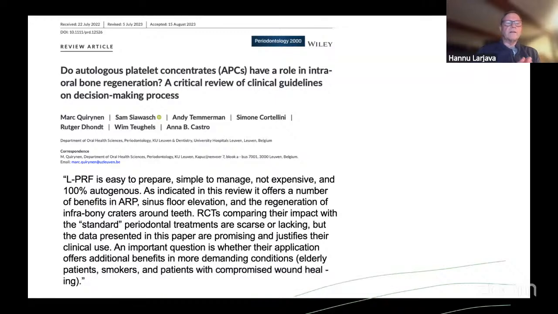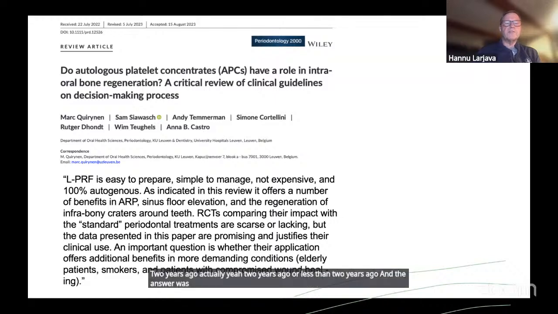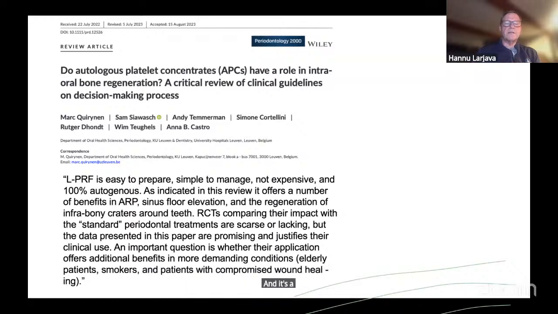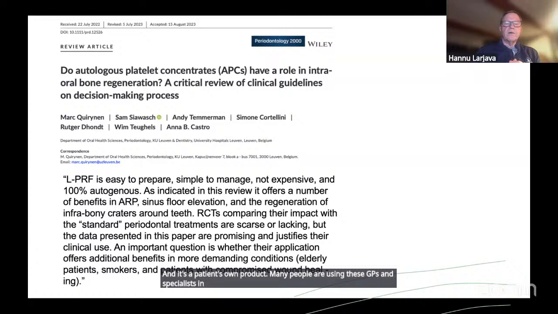So the question has been asked, this was in Periodontology 2000, less than 2 years ago. And so they made a critical review of the clinical guidelines. What they say is that LPRF is easy to prepare, simple to manipulate, and not expensive, and it's a patient's own product. So many people are using these, GPs and specialists, oral surgeons and periodontists in Canada.